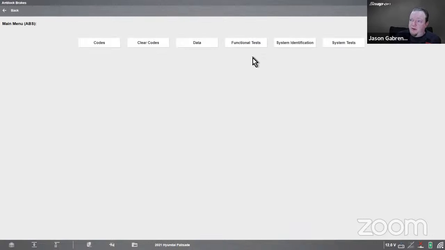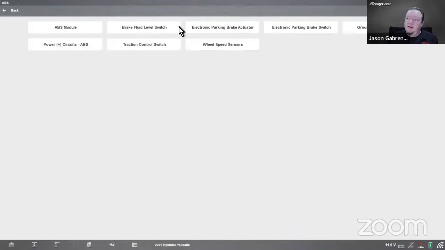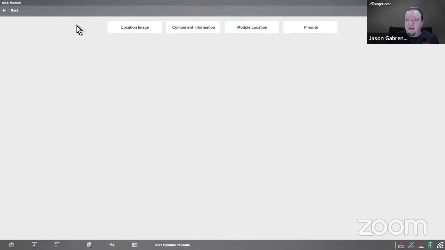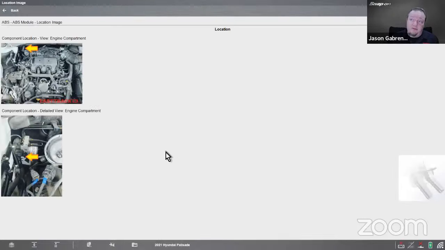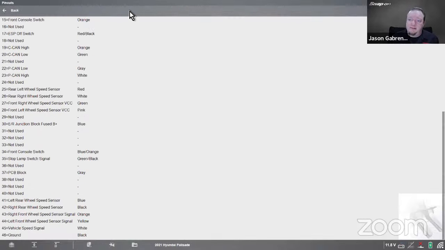Once again, a simulator doesn't always show everything. But you'd have your various output controls in there. And then if we check under guided component tests here, say the ABS module, there's even a location image on this vehicle. So there it is in the back there, and there's the module. Looks like they all look very similar, just different pinouts of the module.